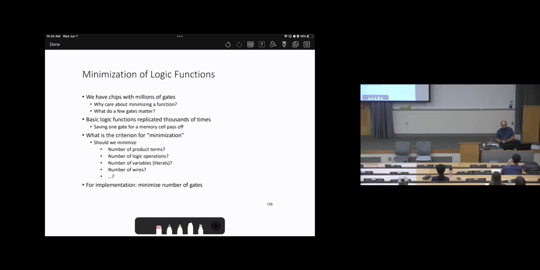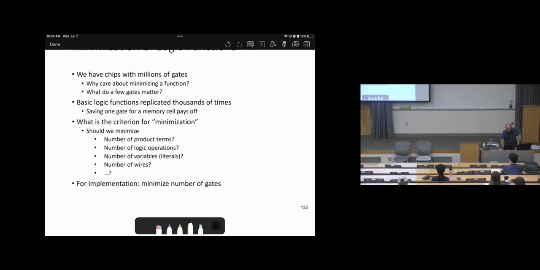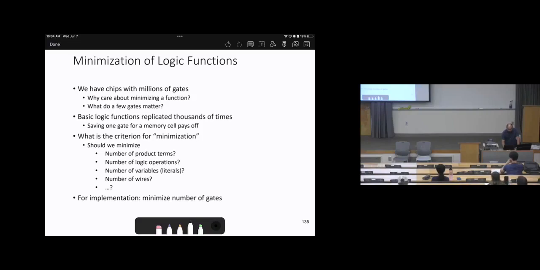So how can we minimize it? We can minimize it using something called Karnaugh maps, or K-maps. So let's start, look at these slides. In chips, even though we have millions of gates, our target when we have any large program is to make these gates as few as possible, especially when we are dealing with very complicated programs.